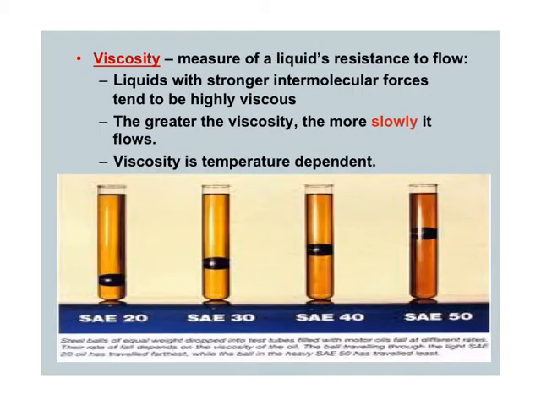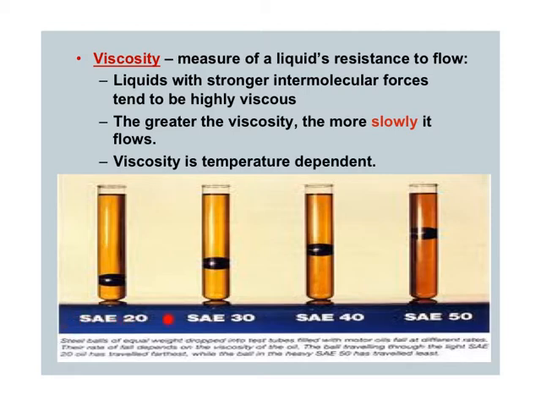The last one we're going to talk about is viscosity, the measure of a liquid's resistance to flow, or how quickly or slowly something can be poured out. Liquids with stronger intermolecular forces are very viscous. And the higher the viscosity, the more slowly it flows. This is temperature dependent. Think of syrup, guys. Syrup flows very slowly, but when you get the hot syrup at, say, IHOP or Cracker Barrel, it flows a little faster than it normally would. So just keep that in mind.